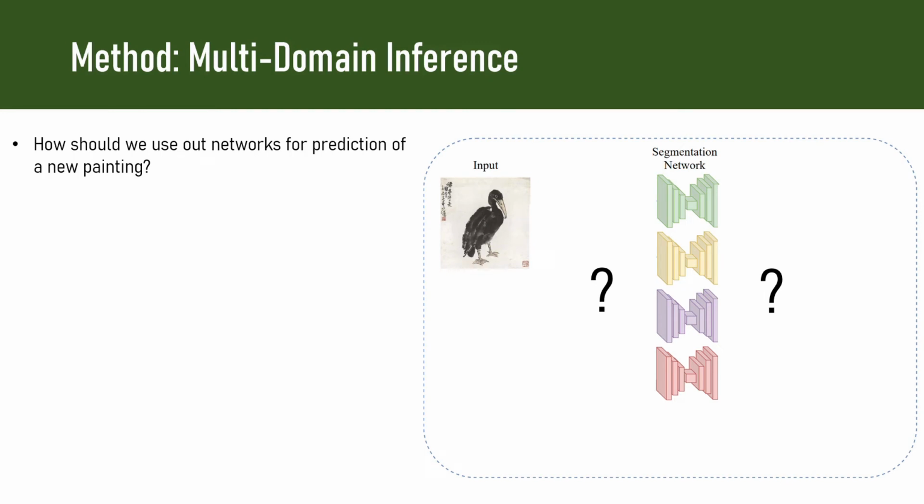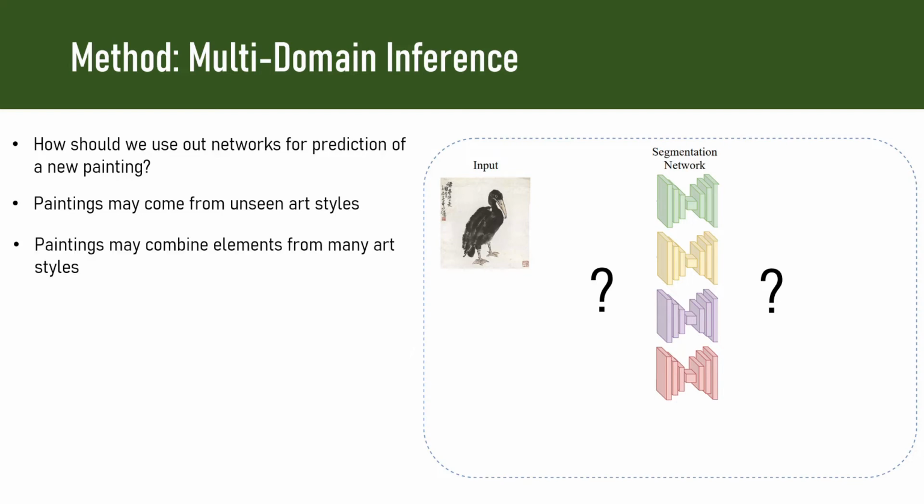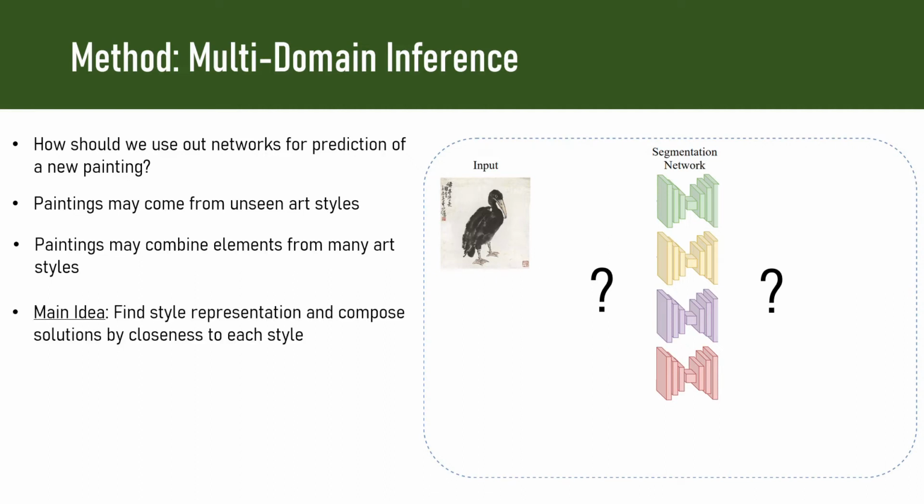Before I answer this question, I want you to put 2 points in mind. The first point is paintings may come from unseen art styles, which means there may not be a perfect decision for a single network for an input image. The second point is paintings may combine elements from many art styles, which means we may benefit from using more than one network for the solution of an input image. Putting this in mind, the main idea is we want to find a style representation for the input image and compose the network solutions based on the closeness of this style representation to each of the styles of the networks.